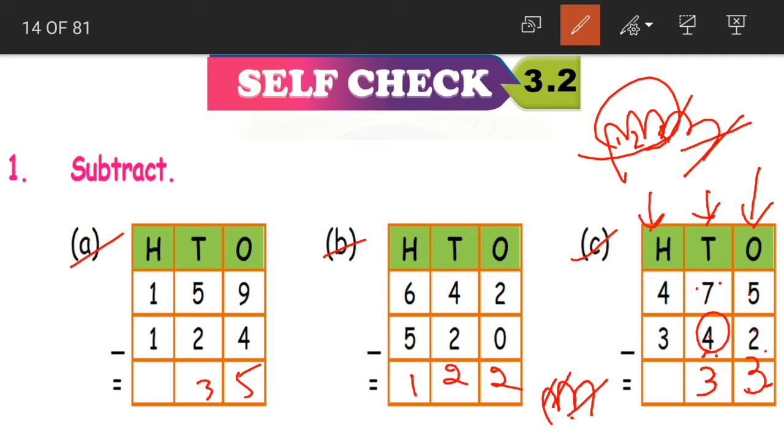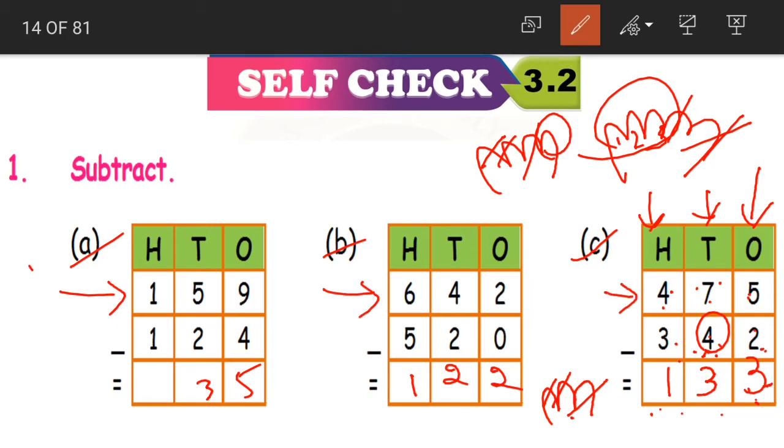Now coming to the last place, which is our hundreds place. 4 minus 3. Now open 4 fingers and close 3 fingers. How many are we left with? 1. So what is our answer? 475 minus 342 is equal to 133. Clear children? Now what are these numbers called? The larger numbers or the first numbers are called the minuend.